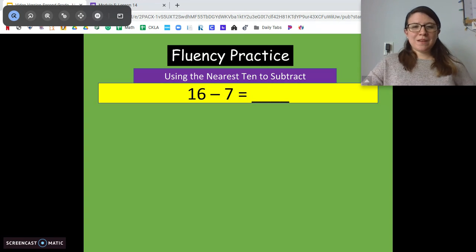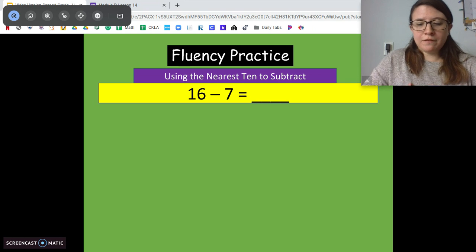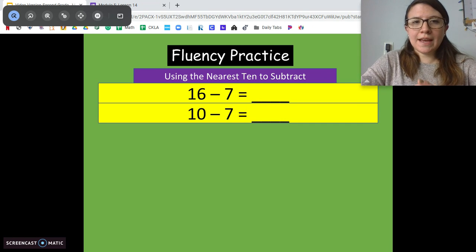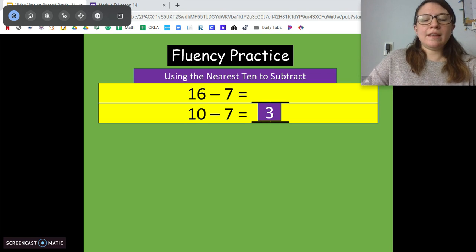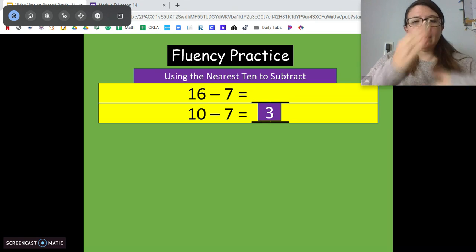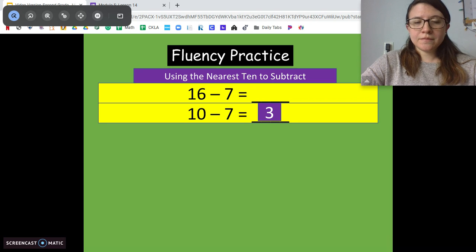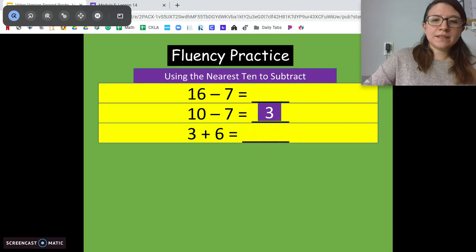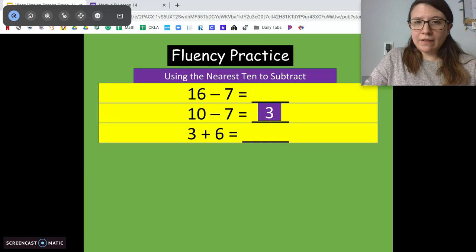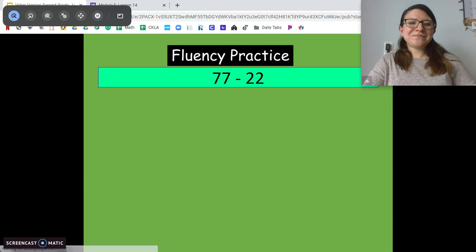Awesome job. All right, 16 minus 7. Our first step, 10 minus 7. What's 10 minus 7? Perfect. And then what's our next number sentence going to be to add in those extra ones? 6 plus 3, and that's going to give us 9. Good.